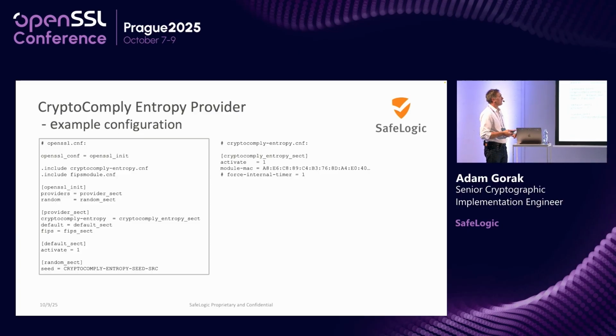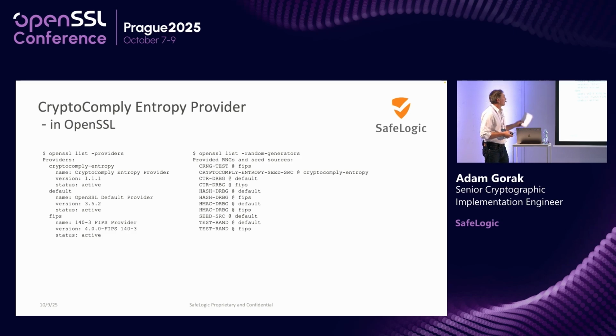The configuration has basically three properties. One is activate, a common property recognized by the core. The module MAC, which is an HMAC value that is used during the internal test of the provider, and force internal timer, which is an optional flag that is passed to the jitter entropy library.